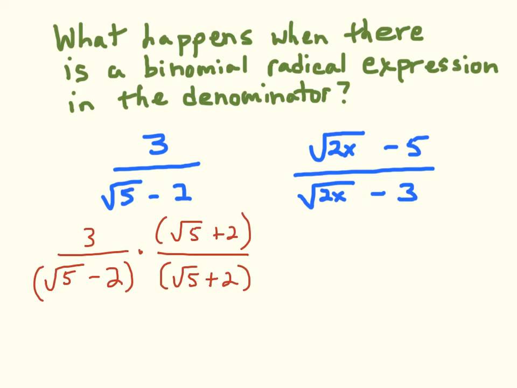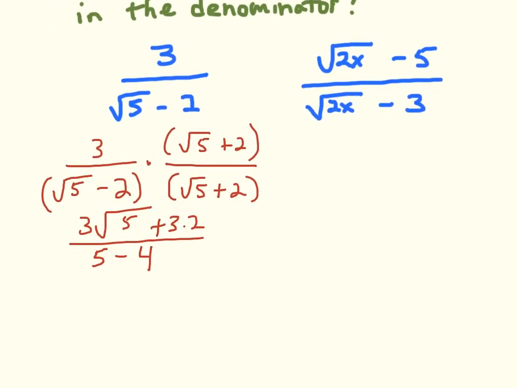So remember, we multiply conjugates. There's going to be no middle term for the O and the I of FOIL, because they'll be opposites. So we're just going to have the first and the last multiply together with a subtraction sign between them. So in the denominator here, I would have just 5 minus 4, so that's just a 1. And the numerator, I have 3 root 5 plus 3 times 2. So that will leave me with 3 root 5 plus 6 over 1. So that's our final answer.